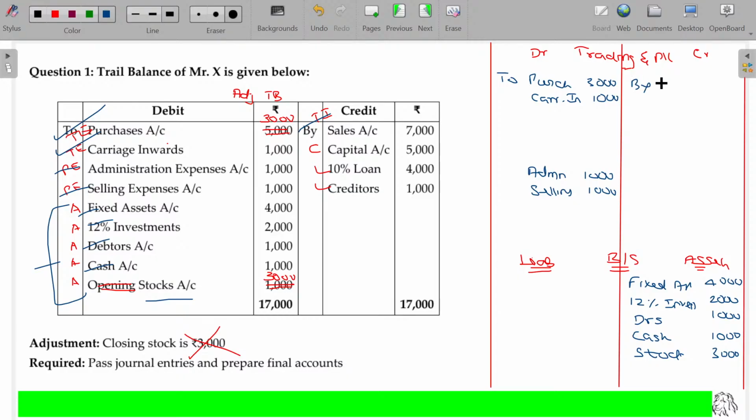By sales, the value being 7000. Capital, this, the value being 4000. And we have creditors, the value being 1000. Clear? We have posted everything. Now I am going to solve this illustration. Tally the trading account and find out the balance item.